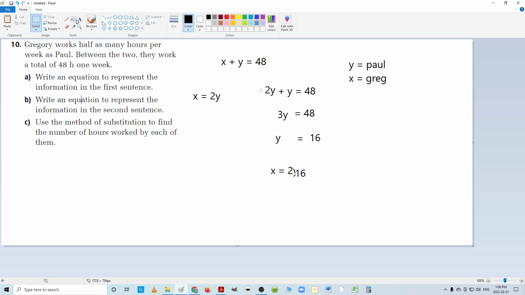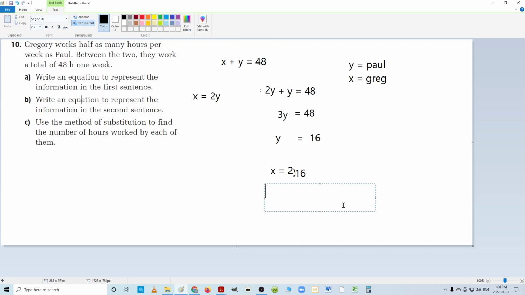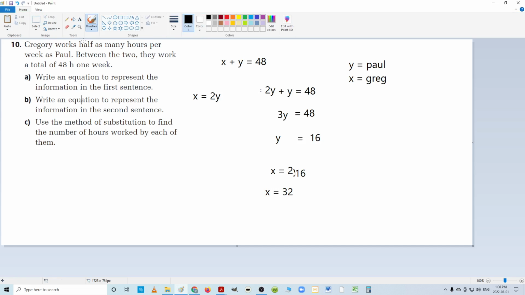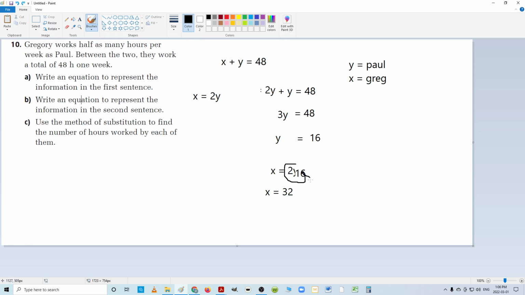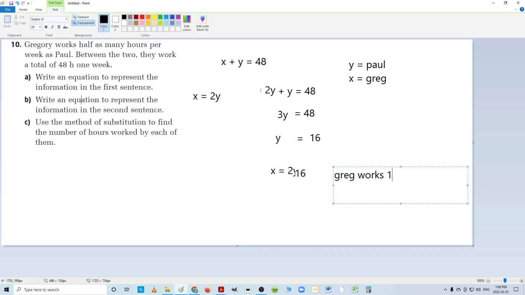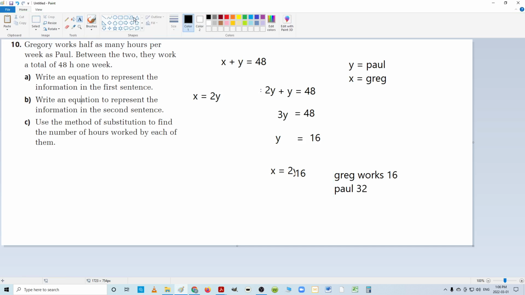And actually right there we can see what's going on. X is equal to 32. So that means that Gregory works half as many hours, and 16 is the smaller. So that is indeed Greg, because 16 is half of 32. So that means Greg works 16 and Paul works 32. And that makes sense because they both add up to 48. And it's clear that Paul worked twice as many as Greg.